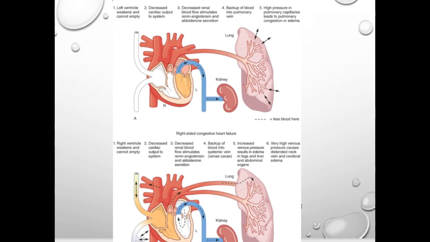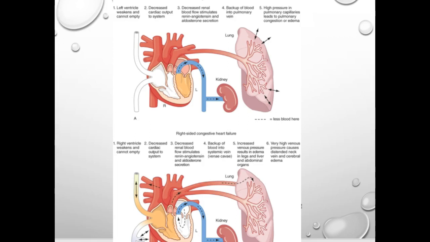Left ventricle weakens, cannot empty, decreased cardiac output to the system, decreased renal blood flow, stimulates renin-angiotensin, backup of blood into the pulmonary vein, high pressure in pulmonary capillaries leads to pulmonary congestion or edema. I think it breaks it down pretty nicely.